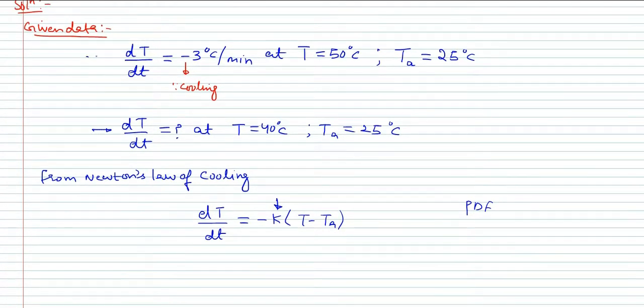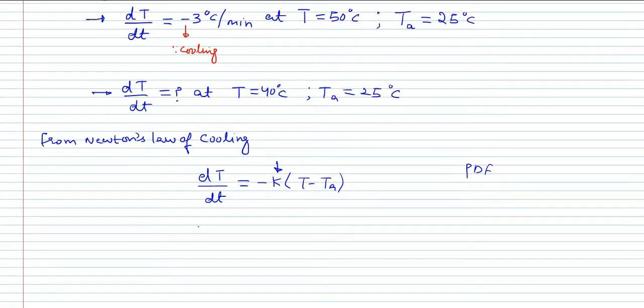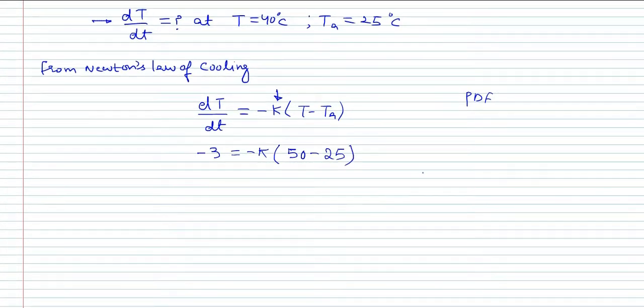So we will find k from the previous data. That's condition 1. This was the condition provided here. dT by dt is minus 3, which is equal to minus k, the temperature is 50 minus ambient temperature 25. So what do we get? Minus 3 is equal to minus k times (50 minus 25), which is 25. So k will be 3 divided by 25. So here we found k.